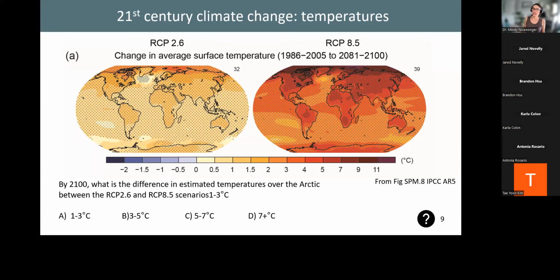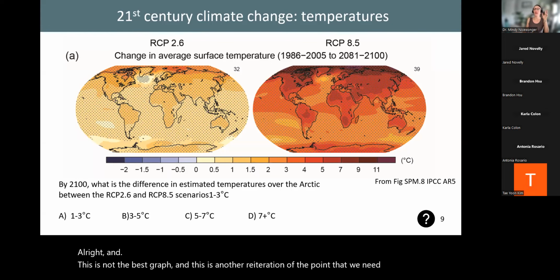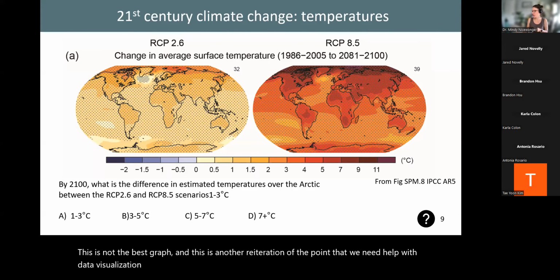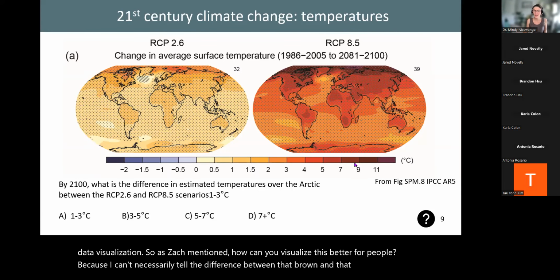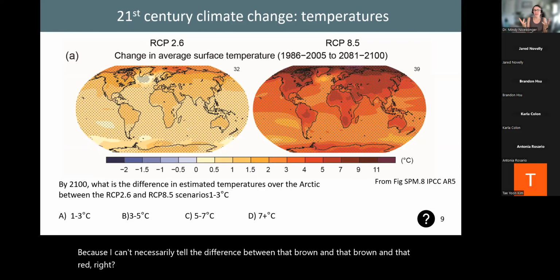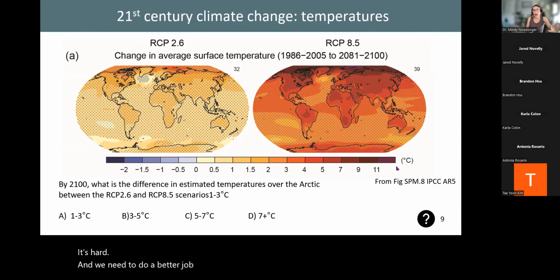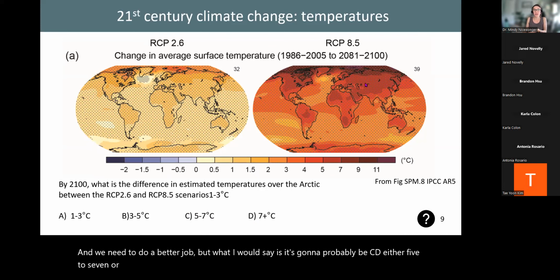All right. And this is not the best graph. This is another reiteration of the point that we need help with data visualization. As Zach mentioned, how can you visualize this better for people? Because I can't necessarily tell the difference between that brown and that red. It's hard, and we need to do a better job. But what I would say is it's probably C to D, either 5 to 7 or more than 7. It's not perfect, but this is important.